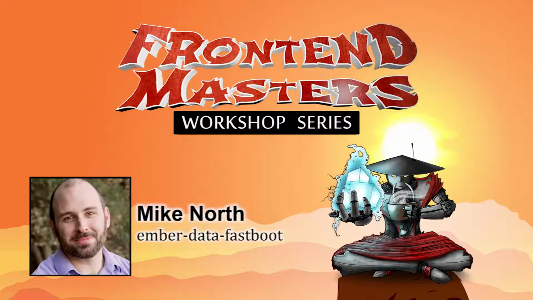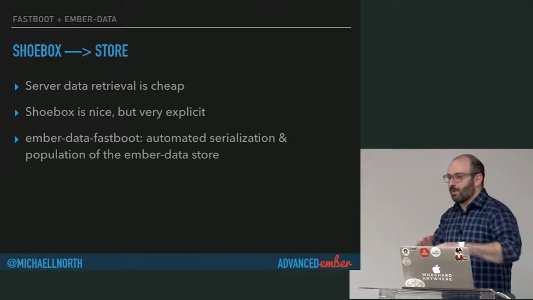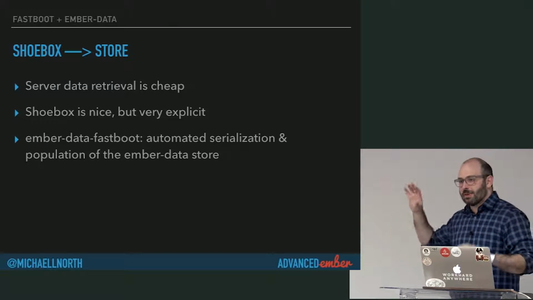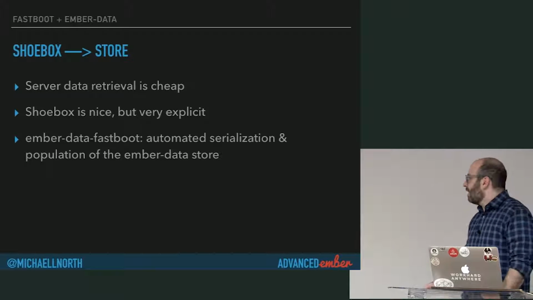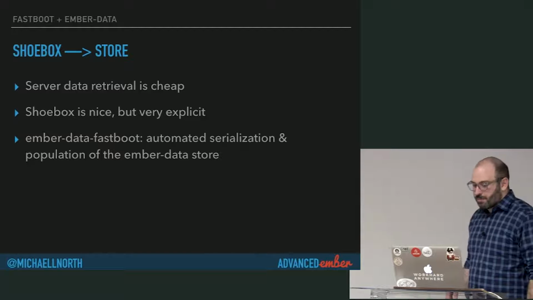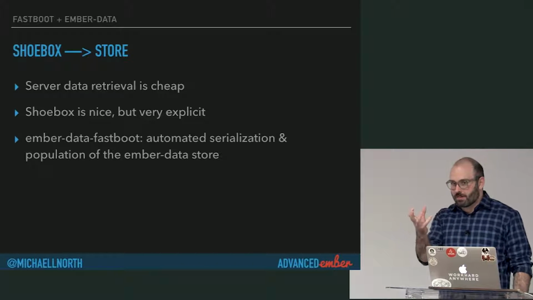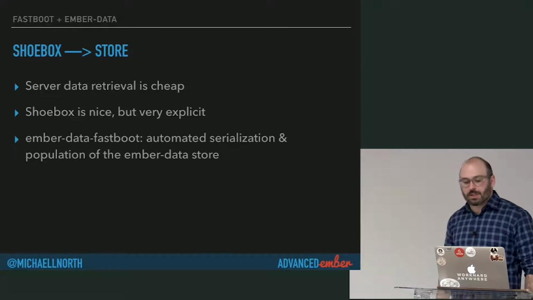So when we were going through the diagram of how a production fastboot setup would look, I made note that particularly if you're within the same data center, or maybe within an AWS region where they have really fast connections between different co-located buildings, retrieving data on the server side is cheap. Meaning if your fastboot server asks your API for data, that's happening really, really quickly.